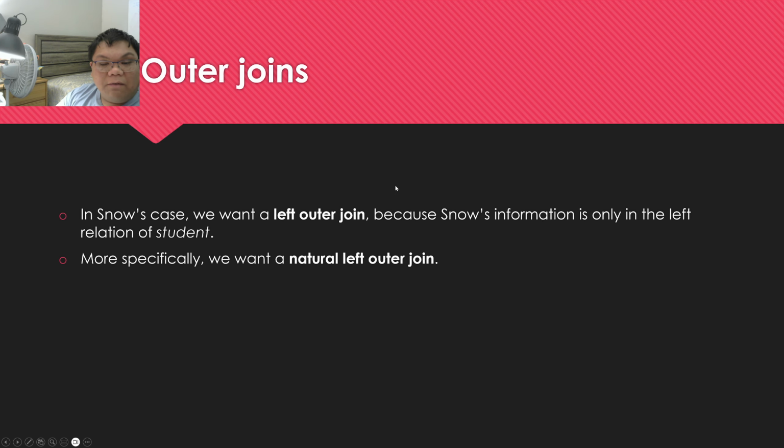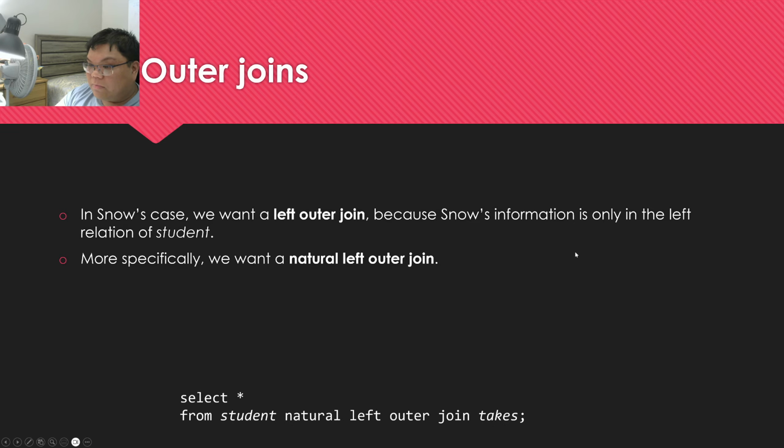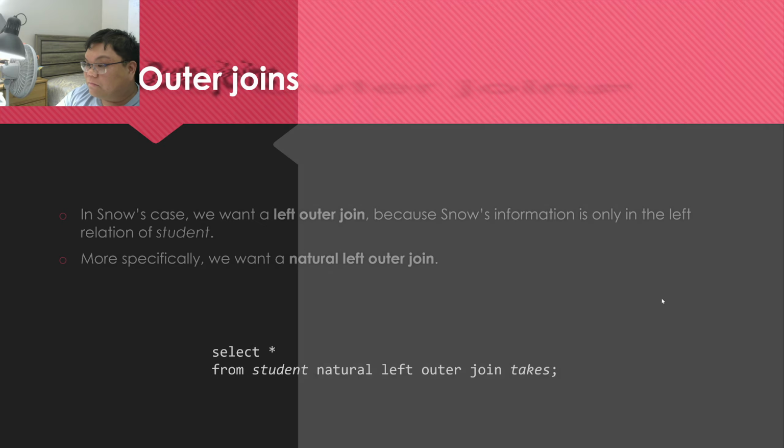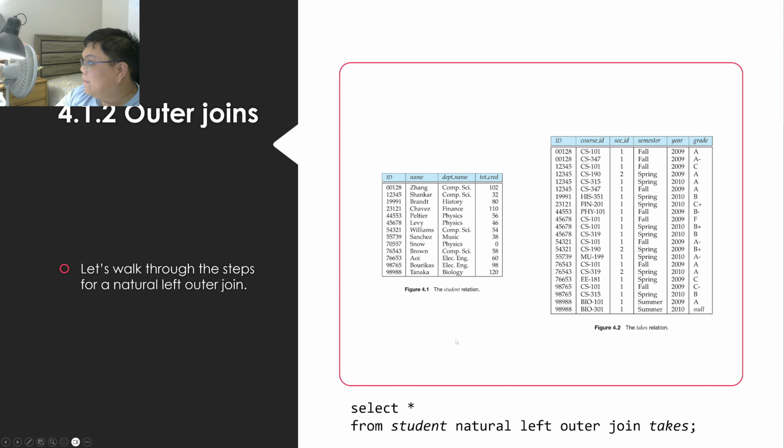In the case of Snow's information going missing, what we want is a left outer join operation because it was the left table that had Snow's name on it and the right table that did not. So to conserve Snow's information, to make sure that our output has Snow on it, we want a left outer join because it was the left table that had Snow's name on it. More specifically, since we're doing a natural join operation, we want a natural left outer join. So the full query for this is as follows. So let's walk through the steps of that.